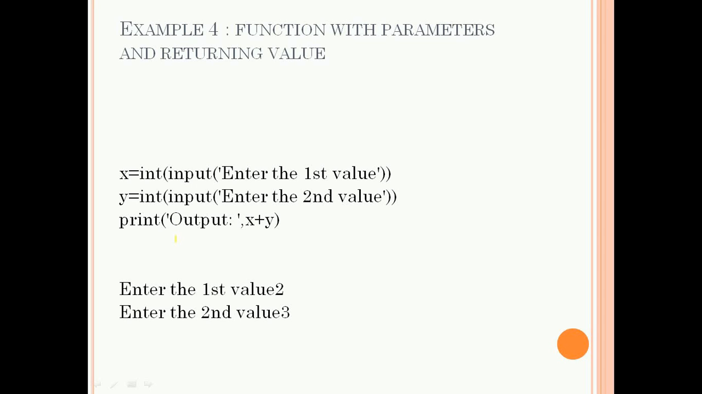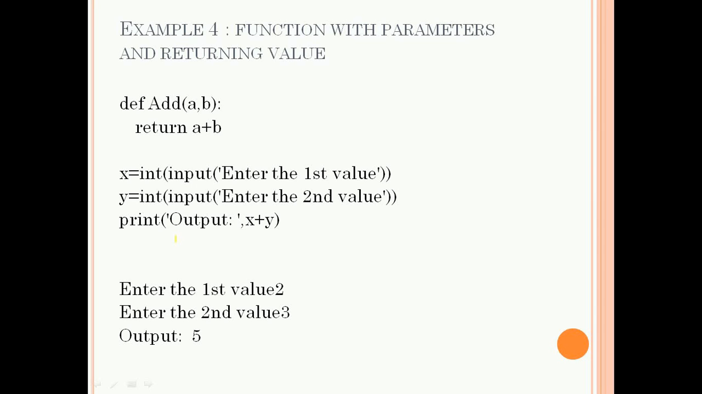So we will convert this program to a program with a function that has parameters as well as can return a value. So first of all, we must define the function using the keyword def. Name of the function will be add, and this function will have two parameters. Name of the parameters will be a and b, and this function can return a value. Then inside this function we can simply return a plus b.